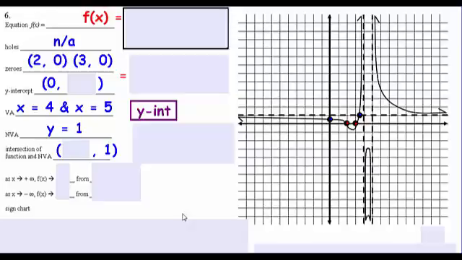Okay, and then we can also tell all the way to the left we are approaching our NVA from below, all the way to the right from above. And our NVA, remember, is 1.